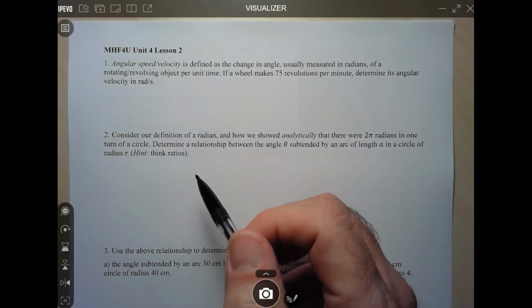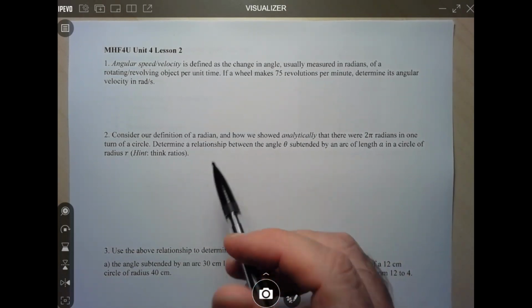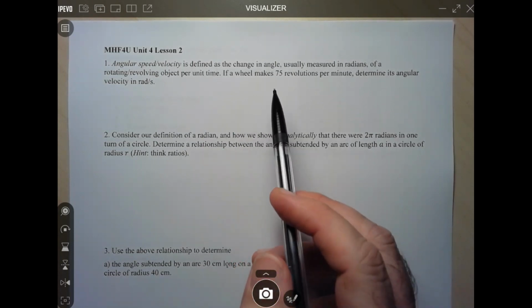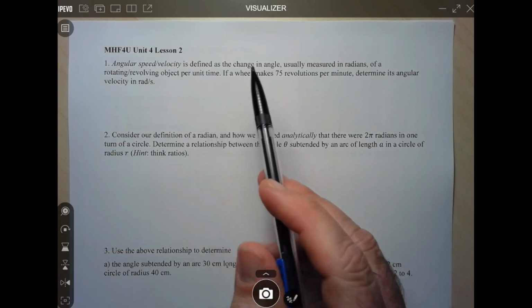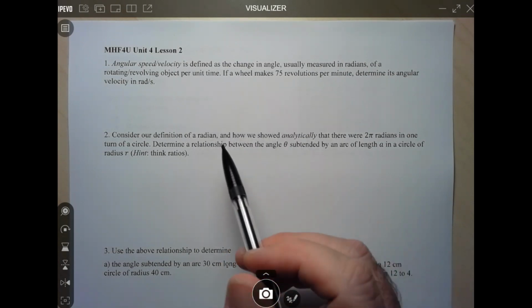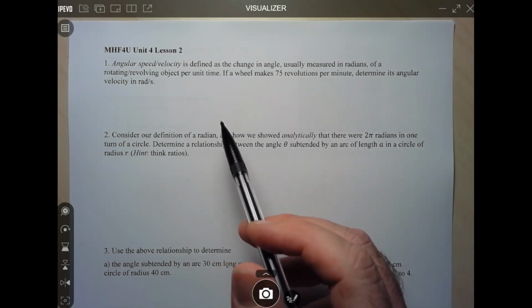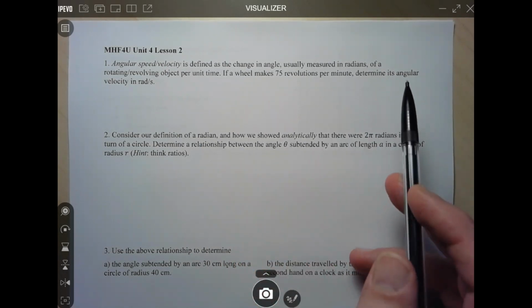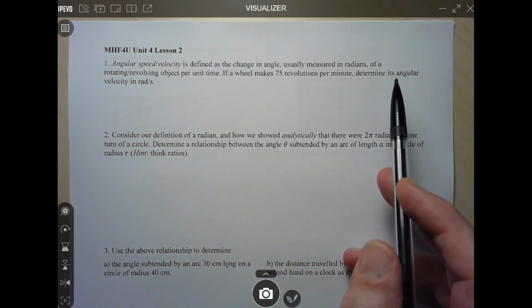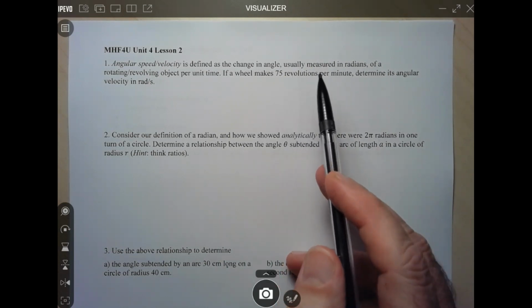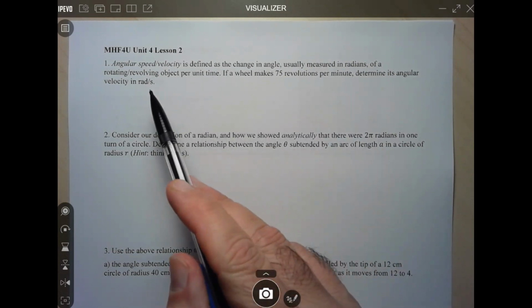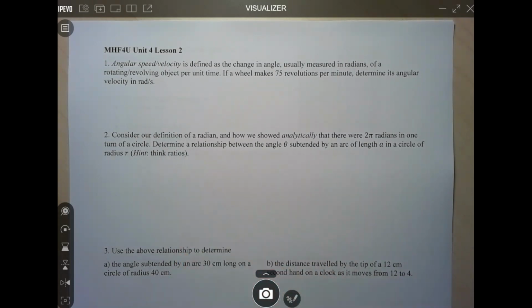So what I want you to do here is figure out what 75 revolutions per minute, so a wheel turning around 75 times in 1 minute, is, and try to determine that velocity as an angular velocity. In other words, you're just going to change the units from revolutions per minute to radians per second. So go ahead and do that. You should pause the video and we'll start up once you get back.